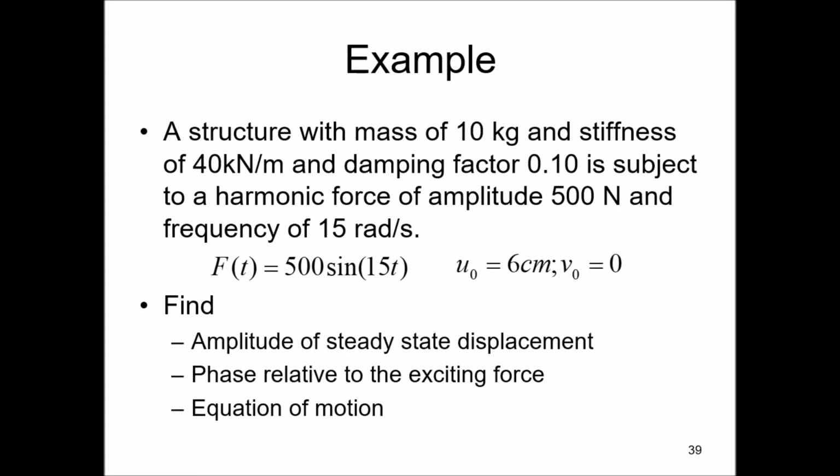Now they also give us that f of t is equal to 500 times the sine of 15t, and they give us our initial conditions. U naught, our initial position, is equal to 6 centimeters, and V naught, our initial velocity, is equal to 0.